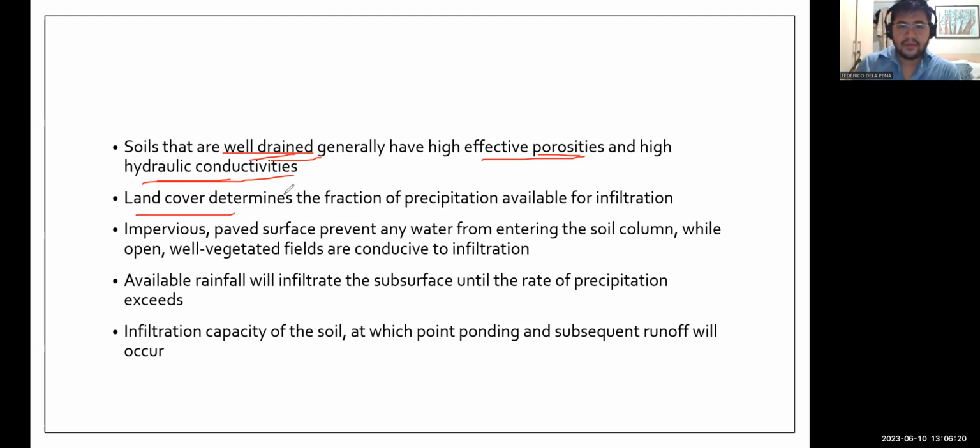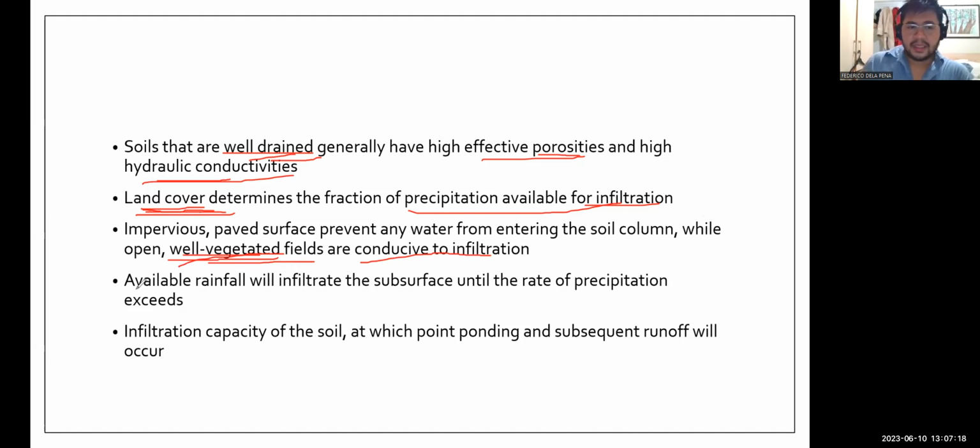Land cover usually determines the fraction of precipitation available for infiltration. And you can appreciate that, for example, for urban areas like Metro Manila, where most of your land is already covered in concrete or pavement, you have very limited land area that's actually available for infiltration. In contrast, when you're dealing with vegetated open fields, like in the provinces, you have more open area that is actually conducive to infiltration of water.